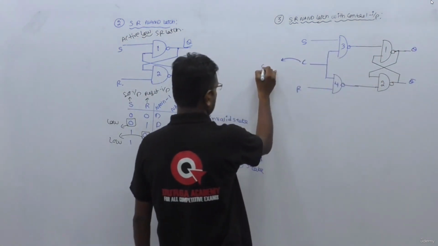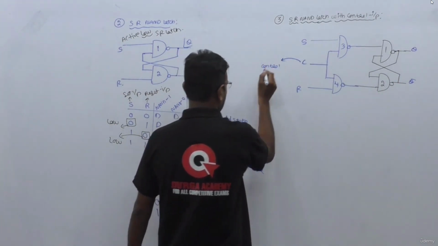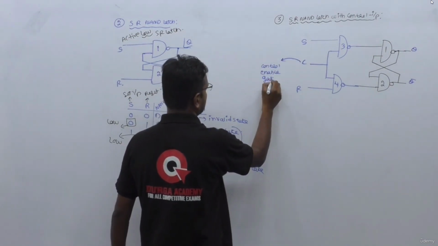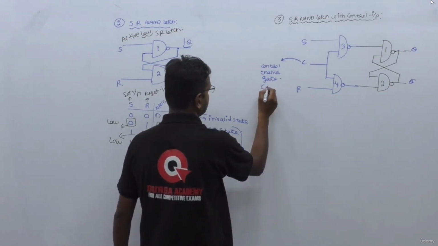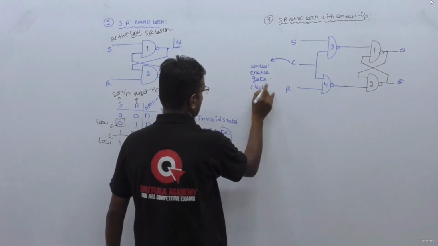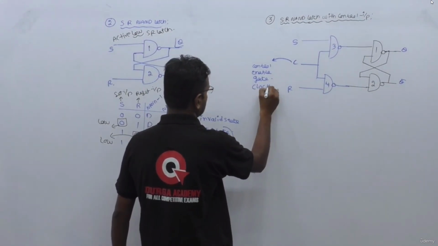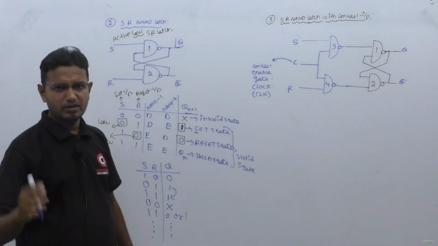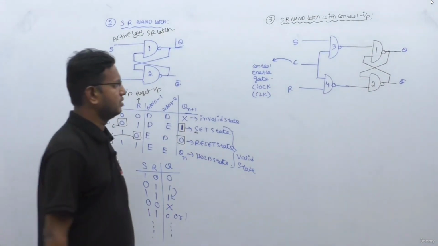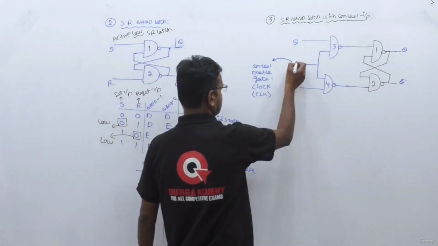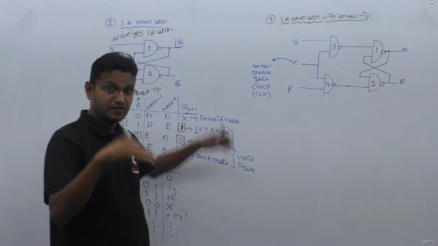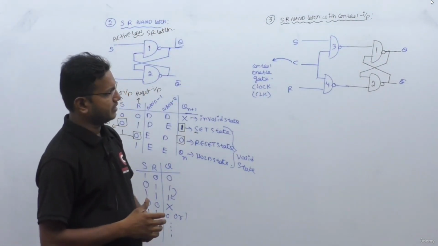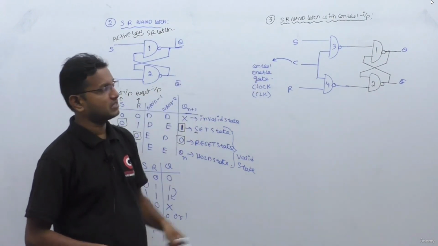Now C is called the control, or sometimes enable, sometimes gate, sometimes clock. In short they will call it CLK. Remember this: clock or control or gate or enable, all mean the same actually. Don't think clock is different, control is different, gate is different; all are the same for this circuit. And these 4 NAND gates, in this fashion, form the SR NAND latch with control input.